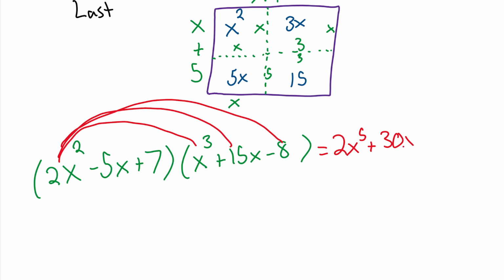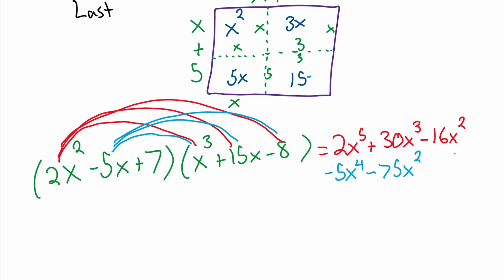plus 30x to the third, minus 16x squared. We have to be really careful here because there's a lot of arithmetic going on, and that's where it's very easy to make mistakes. I'll color code this. Then we take the second term and multiply it by everything. So now we have minus 5x to the fourth, minus 75x squared, plus 40x.